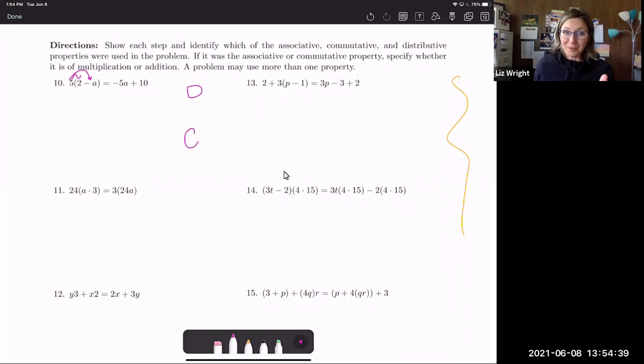So here's how I have you guys write this out. It's almost like a proof. We're going to take this left-hand side and we're going to write 5 times (2 minus a). This is your given.